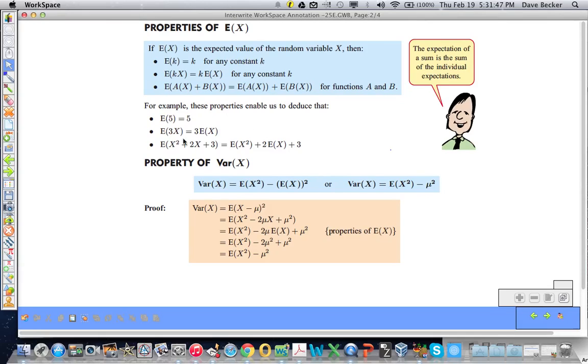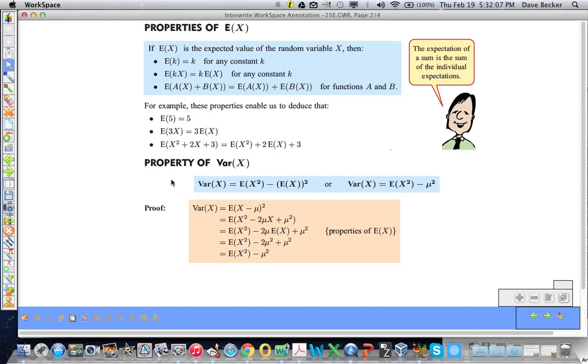And there are some examples here of this. If you can pause it and take a look, it makes perfect sense. I just want to say right here, the expected value of 3 is 3. So this is equivalent to E of 3.